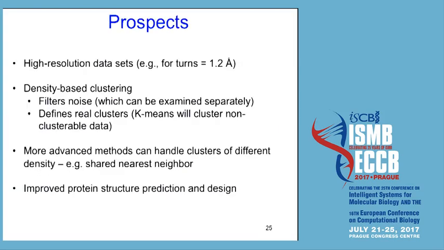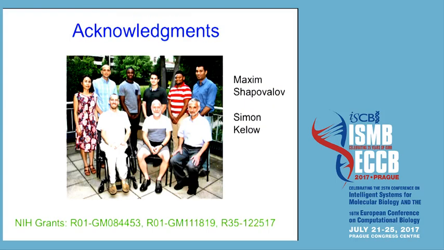So just to conclude, we can now use really high resolution data sets for the turns, 1.2 angstrom. The density-based clustering removes noise. It helps us define real clusters in a way that k-means does not. There are more advanced methods that can handle clusters of different density, which DBSCAN has some trouble with. And of course, we can use all of this for protein structure prediction and design. The work was really done by Maxim Shapovalov, who was here, and Simon Kilo, who was here, and this is the rest of the group.